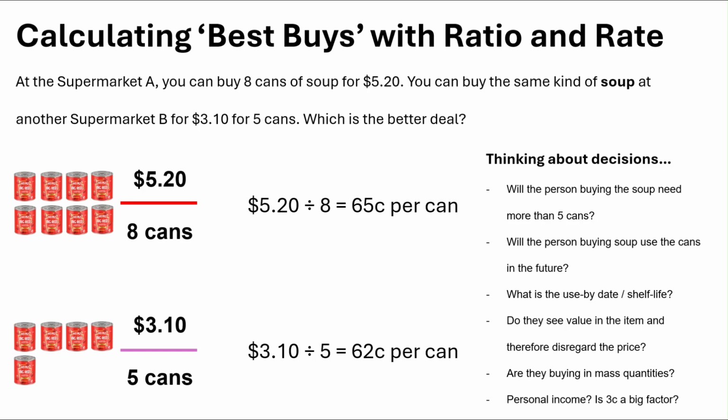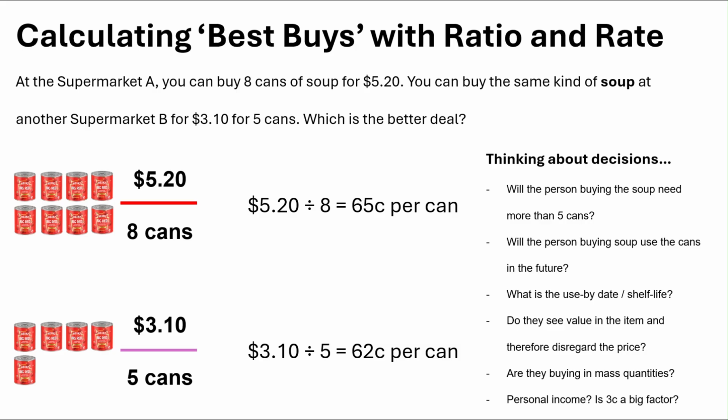Then we're looking at best buys, we're looking at ratio and rate. So when we're comparing, after I do budgeting, we start with budgeting and then I move on to discounts, or percentages of and percentage off. After budgeting and then discounts, so percentage of and percentage off, I then move into calculating best buys using ratio and rate.